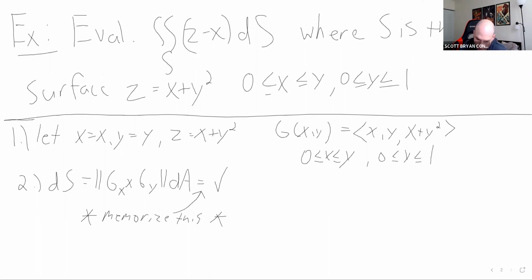So let's say if you have z equal to g of x, y, so the graph of g of x, y. You get z by itself. The function of x and y is your g. Then you get the square root of 1 plus the partial of g with respect to x squared plus the partial of g with respect to y squared. Square root of that. And that works for the graph of any function g of x, y.